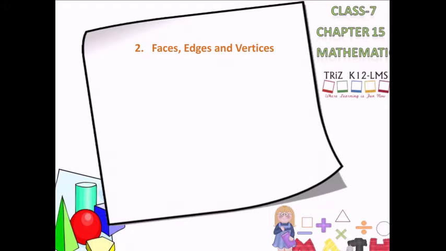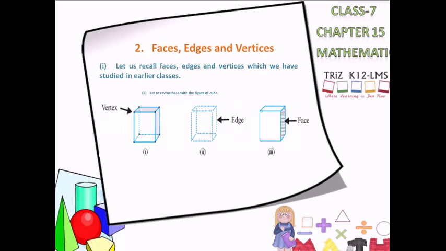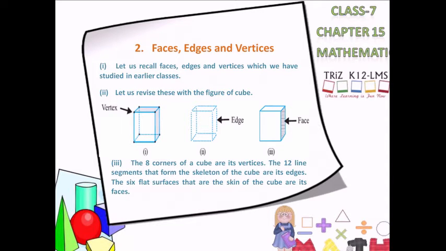Faces, edges and vertices. Let us recall faces, edges and vertices which we have studied in earlier classes. Let us revise these with the figure of cube. The 8 corners of a cube are its vertices. The 12 line segments that form the skeleton of the cube are its edges. The 6 flat surfaces that are the skin of the cube are its faces.